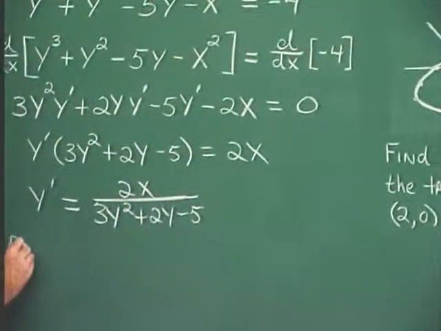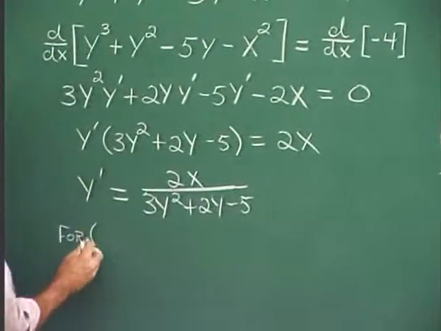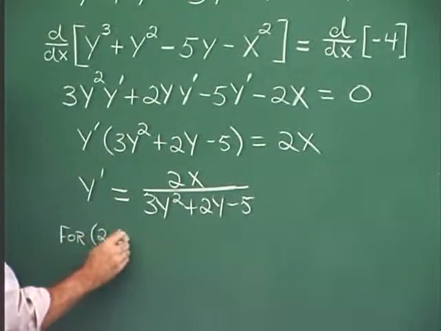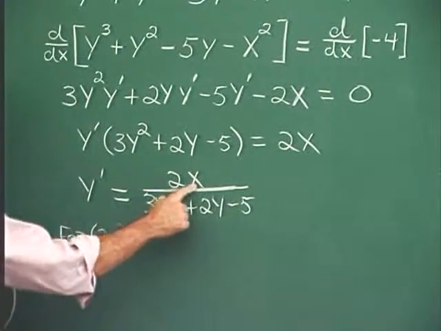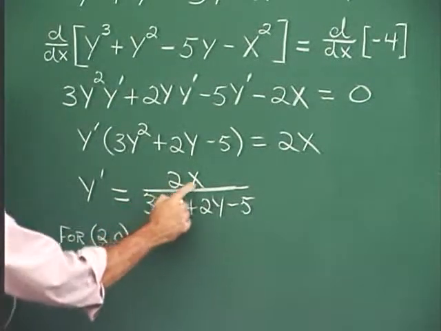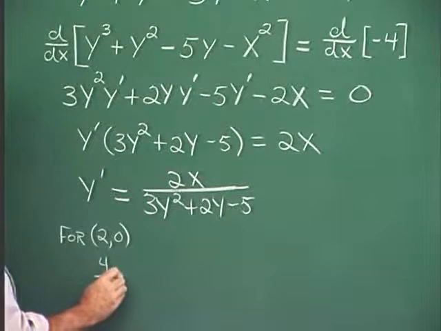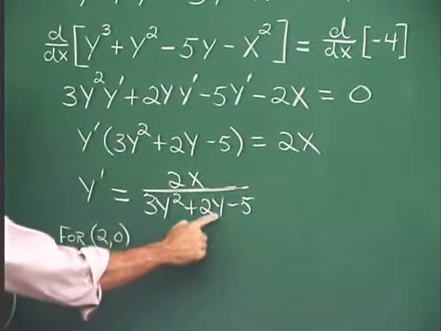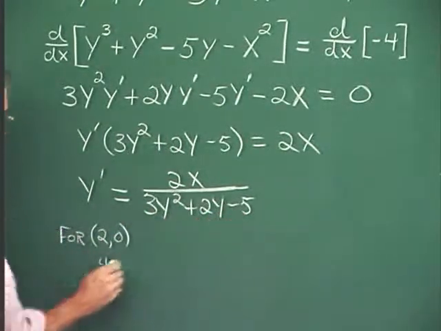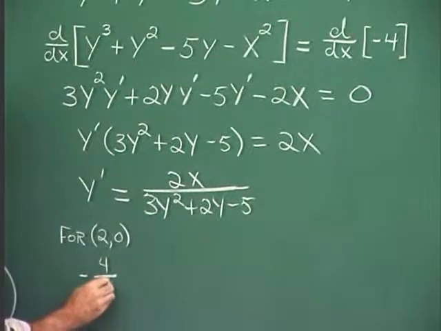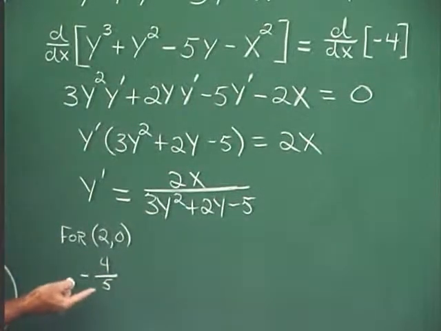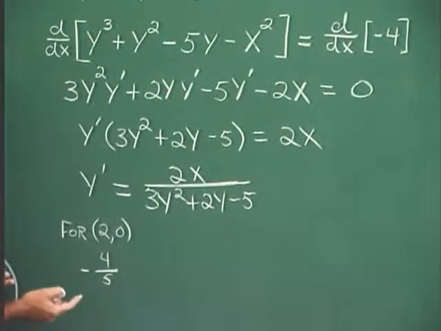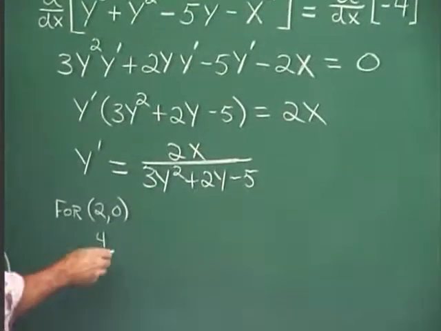So for the point 2, 0, we are replacing x with 2 and y with 0. So when x is replaced with 2, we have 2 times 2, 4 in the numerator. And in the denominator, if y is 0, these terms go out and we have negative 5. So this becomes negative 4/5 then for the slope. Okay, that's about what we expected. A negative slope right around negative 1.